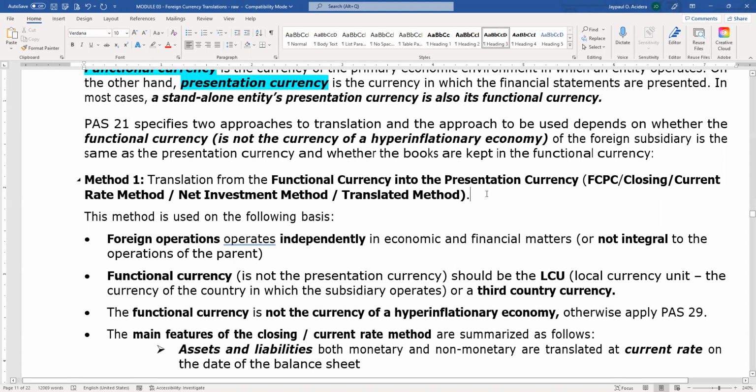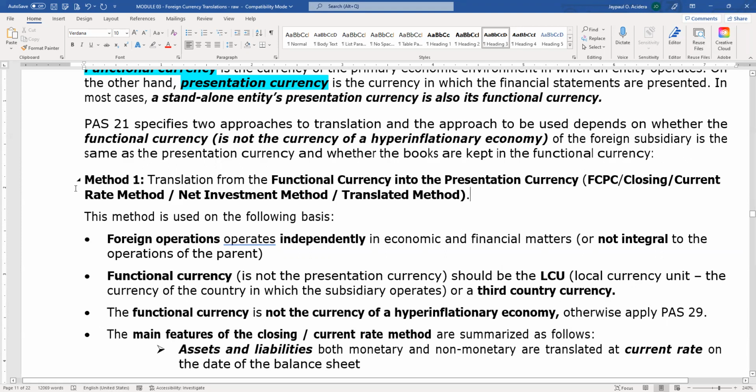By the way, class, for this topic, we are not dealing with hyperinflationary economy because it is already discussed in your intermediate accounting. So ang pinag-aaralan natin ngayon is yung mga nasa normal economy lang. Okay, yung mga not in a hyperinflationary economy.